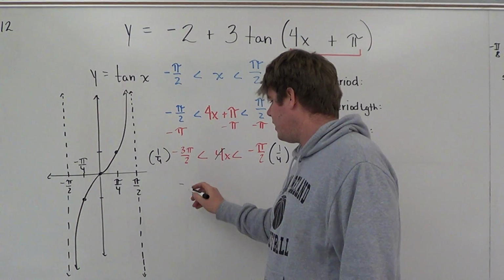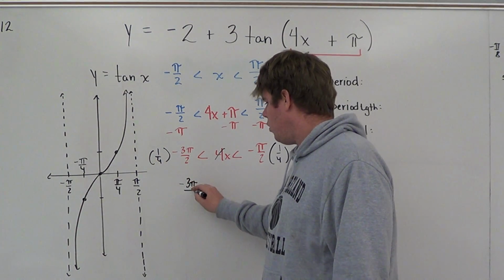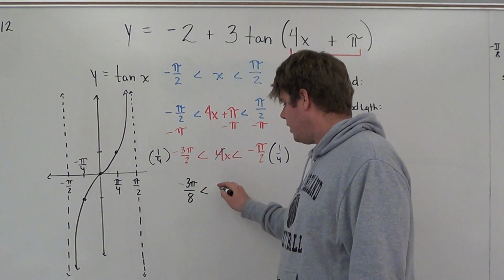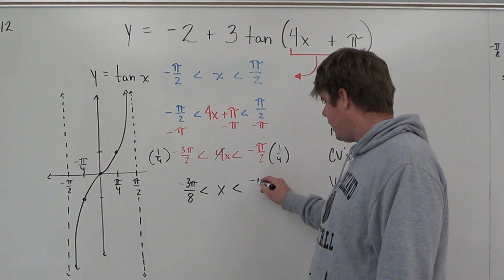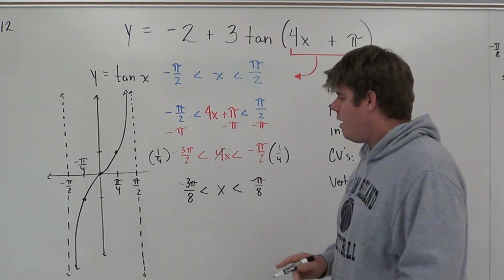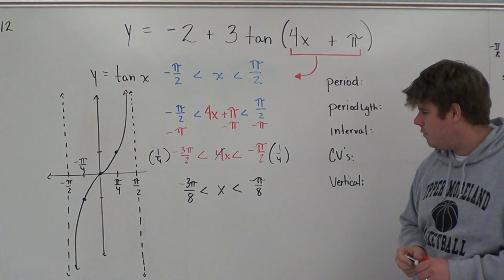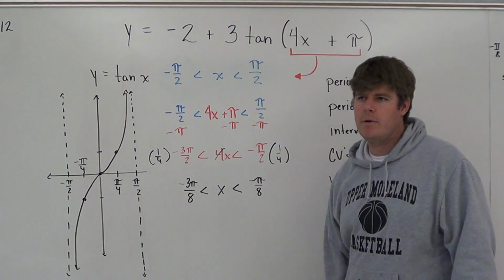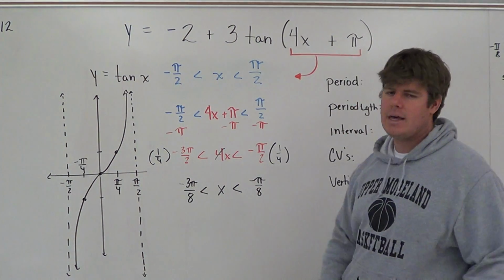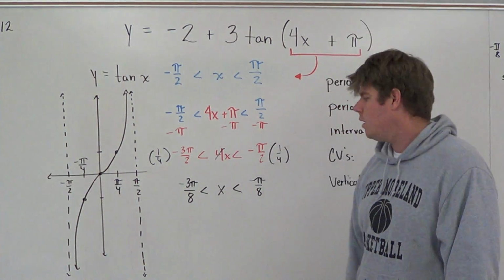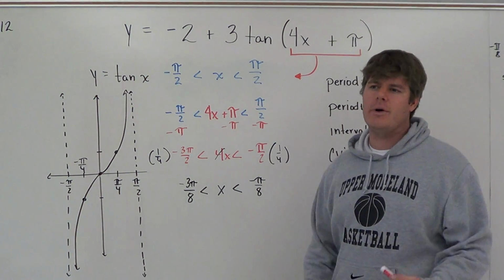And what I get is negative 3 pi over 8 is strictly less than x, which is strictly less than negative pi over 8. And what's important about this is that these are my new vertical asymptotes. The only thing you need to remember is that for tangent, whatever these values are, that's what my vertical asymptotes are. That also is still going to be my period.